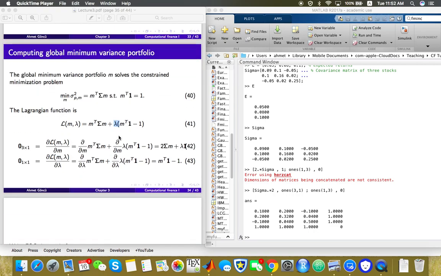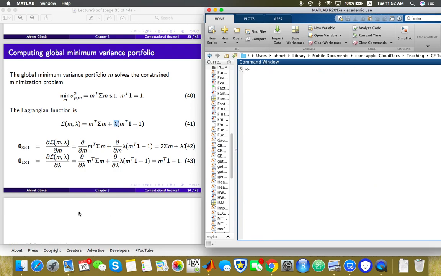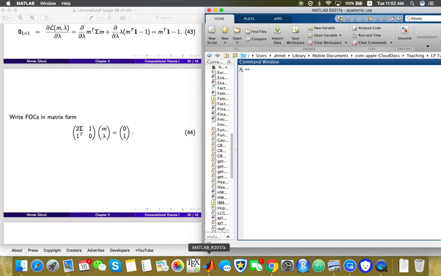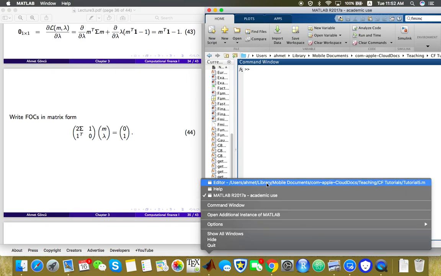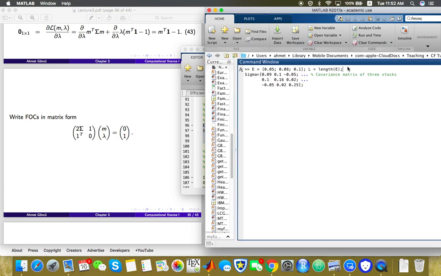Okay, now let's talk about how we can compute the global minimum variance portfolio in Matlab. And for this purpose, let me give you an example. In this example, I'm going to use some values for the expected returns and the covariances. So let me give you this example here.